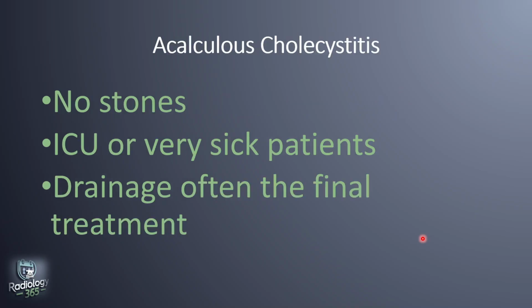Now, acalculous cholecystitis is the same inflammation, just that there are no stones. It usually shows up in very ill patients like those in the ICU. They are often too weak for surgery. And like we said before, if a patient is too sick for surgery, a drain is placed. And for these patients who have acalculous cholecystitis, the drain might be all they would need. That could actually be the mainstay of treatments for them. They might not eventually even need the cholecystectomy in the long run.